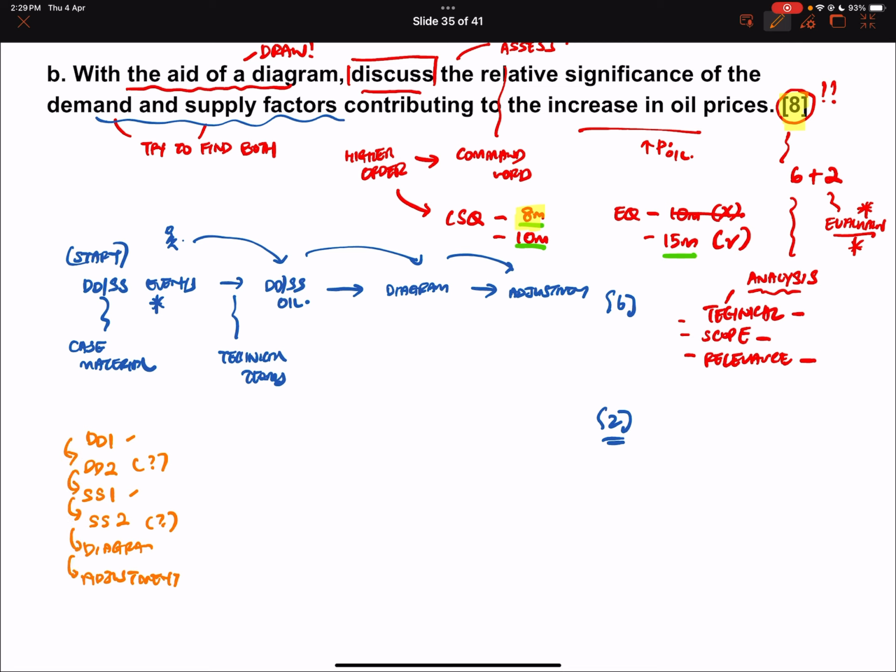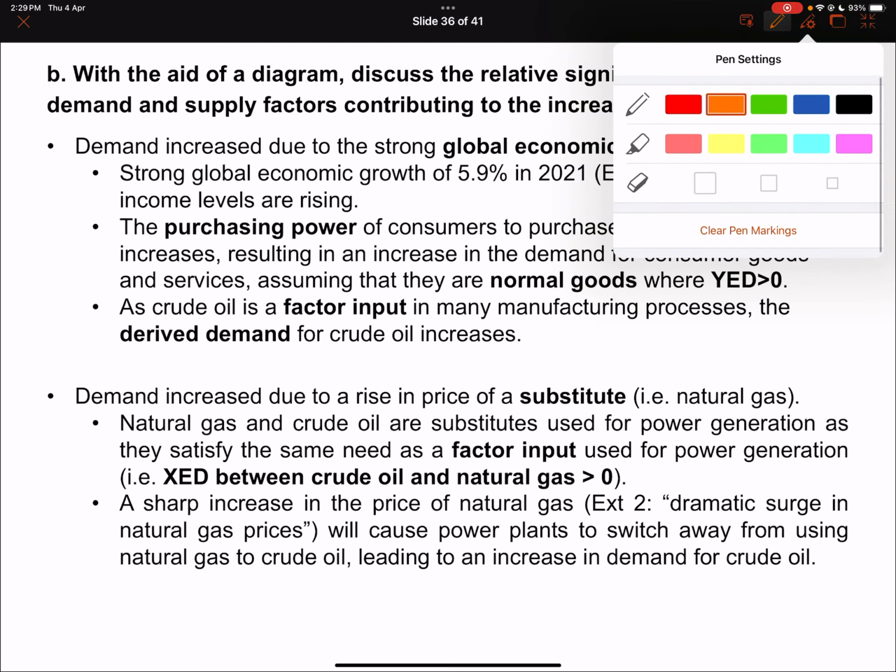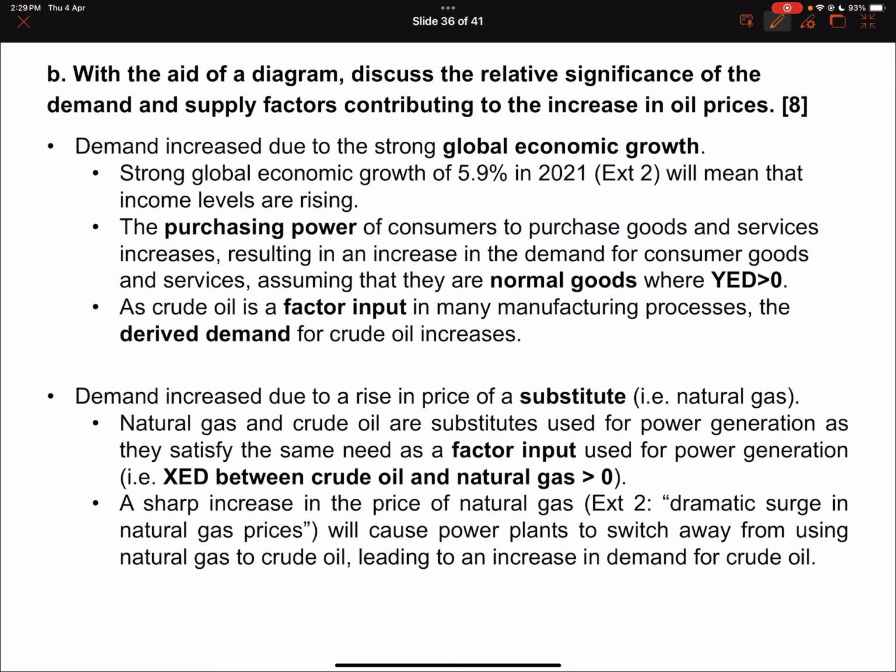We've talked about this before already. Following the orange structure, we're going to start off with the first demand factor affecting the price of oil. You pause in between to copy the answer; I'm not going to pause for you. The first demand factor is strong economic growth. When there's economic growth, it means that there's an increase in income.